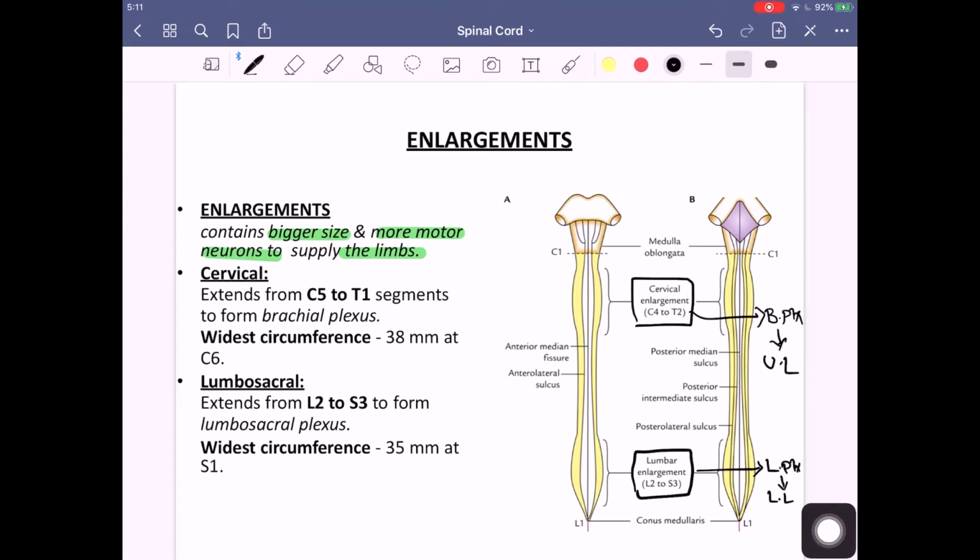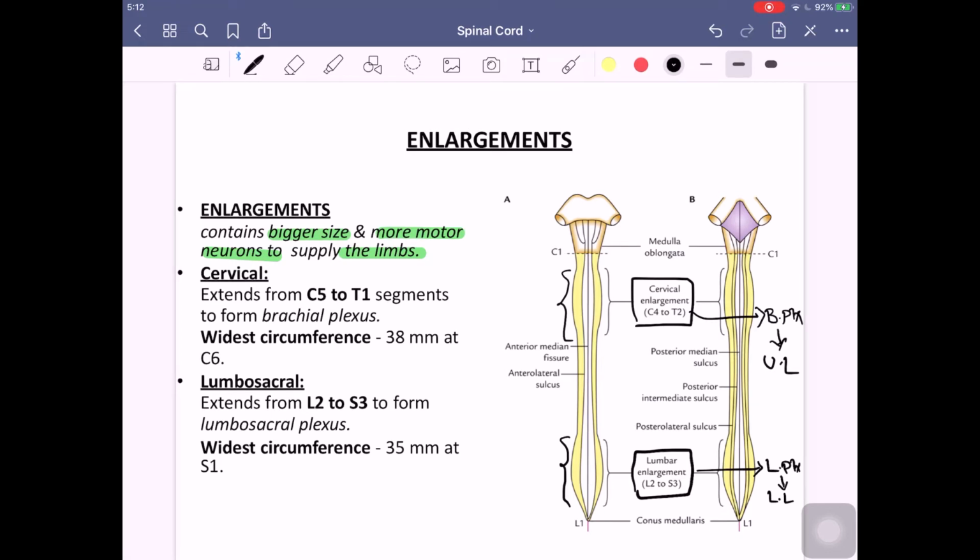So in order to control, supply and make them move, the neurons have increased in their size and they have also increased in their number. In order to accommodate that, these two areas in your spinal cord got enlarged. The first area forms from C4 to T2, this is what we call cervical enlargement, and the other one is from your L2 to S3, that we call lumbosacral enlargement.